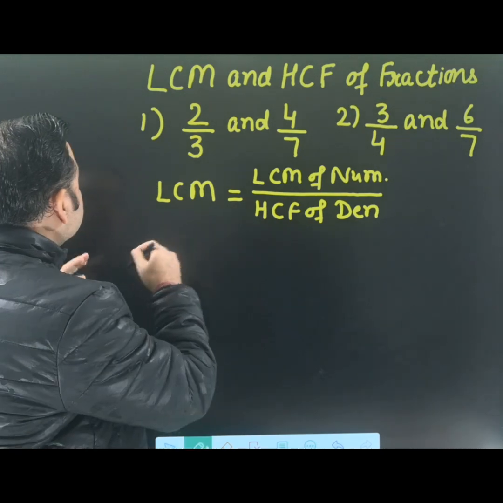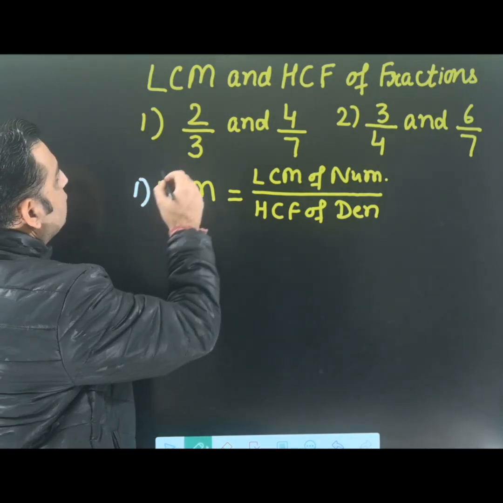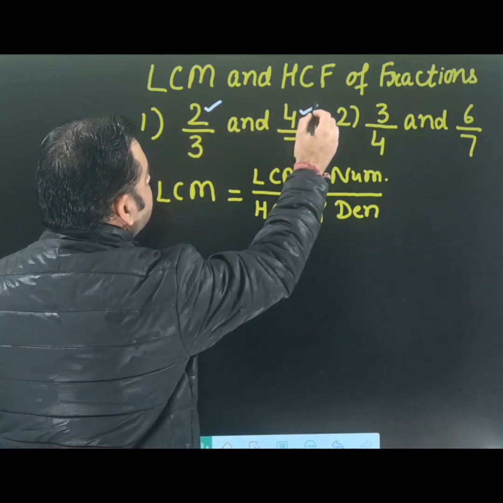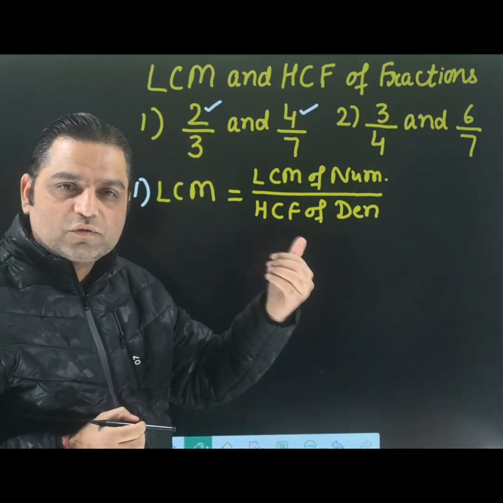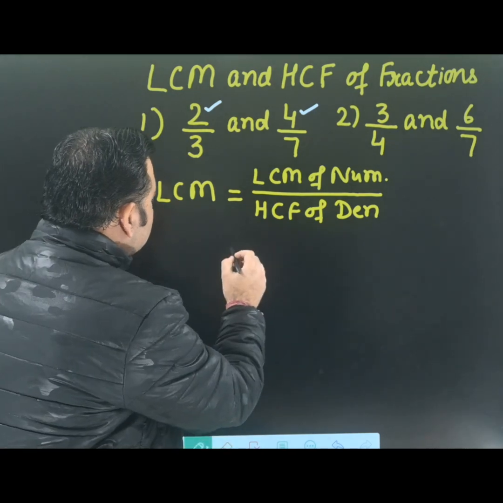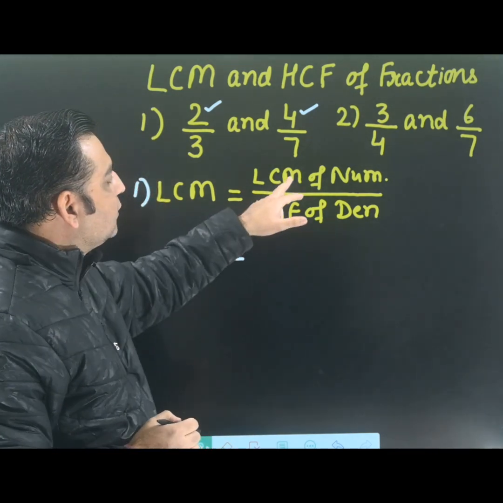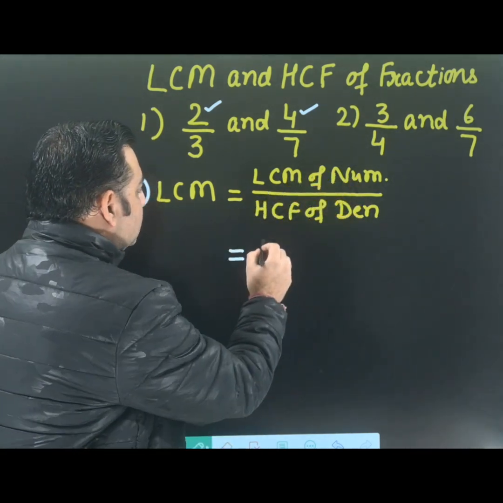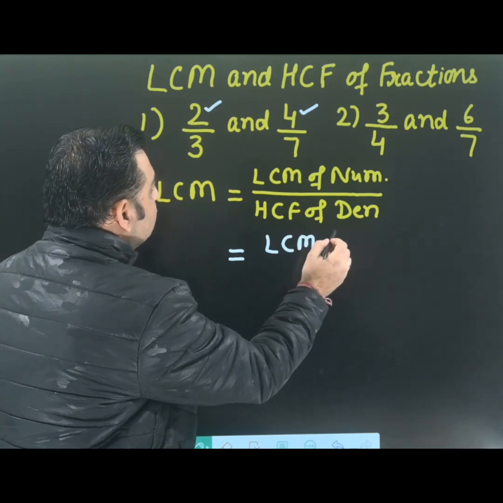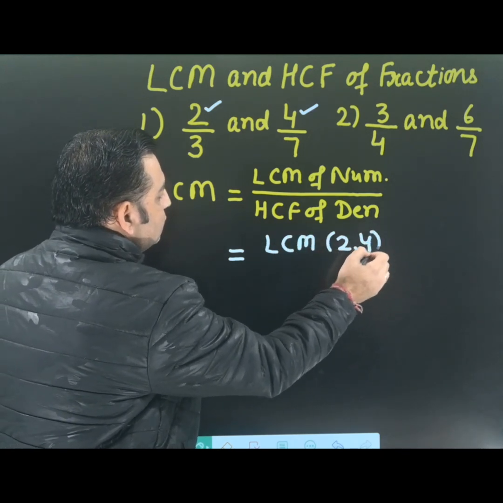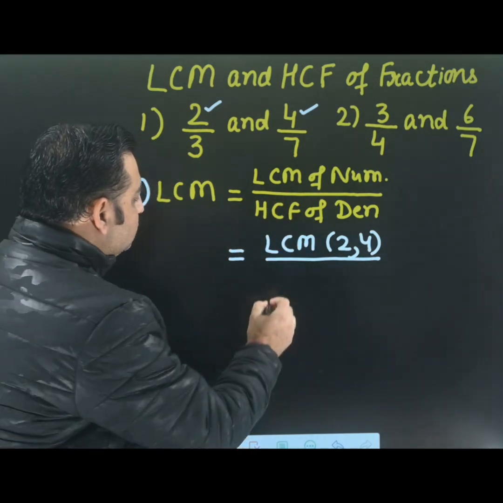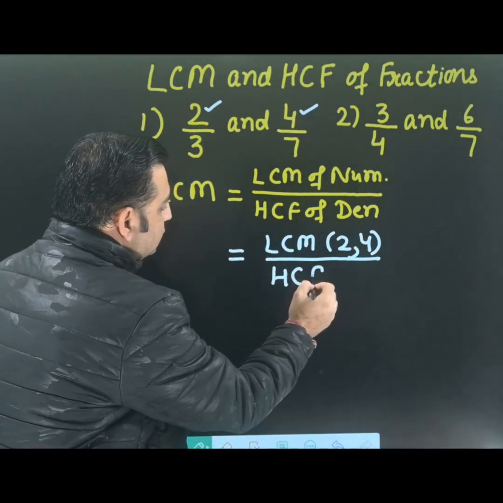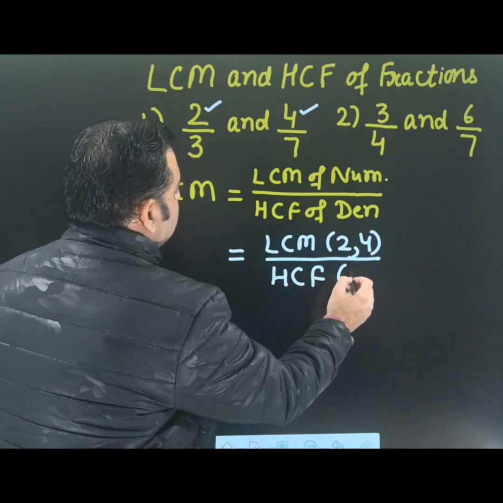Let's suppose first question we are going to do. For the first question, numerators are 2 and 4. So what we need to do, write the LCM of numerator, means I need to write LCM of 2 and 4. And HCF of denominator means I need to write HCF of 3 and 7.